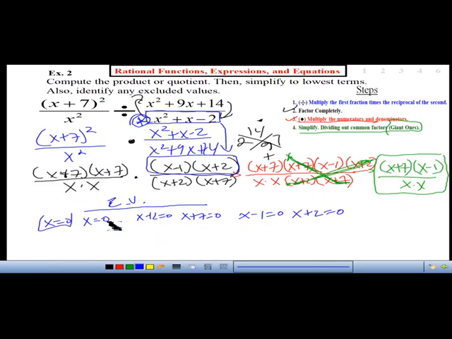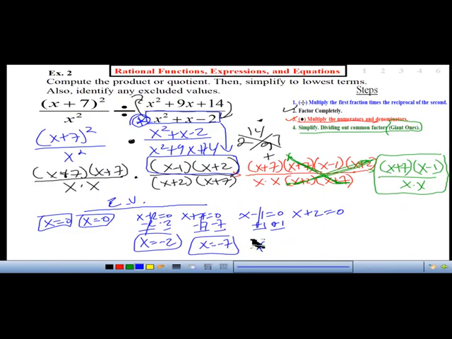So this is done. x plus 2 equals 0, x equals negative 2; x plus 7 equals 0, x equals negative 7; x minus 1 equals 0, x equals 1. And this one we already have here, so I don't need to solve it again. So my excluded values are 0, negative 2, negative 7, and 1, because 0 we have twice, so we only use it once. Woo, let's go. And pretty much that's the home plate, guys.